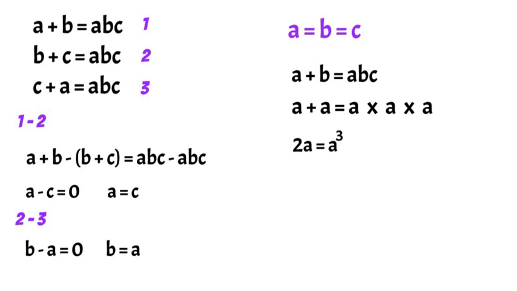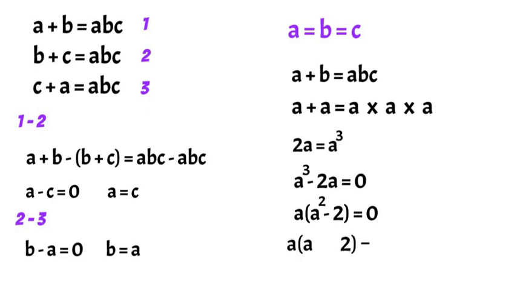Now that we have this, we can subtract the 2A from the one side, which will leave us with A cubed minus 2A is equal to 0. Now we can factor out A, so we'll have A times A squared minus 2 is equal to 0. And now we just solve for 0. So if we were to solve the inside, that would leave us with A times A plus or minus the square root of 2 is equal to 0.